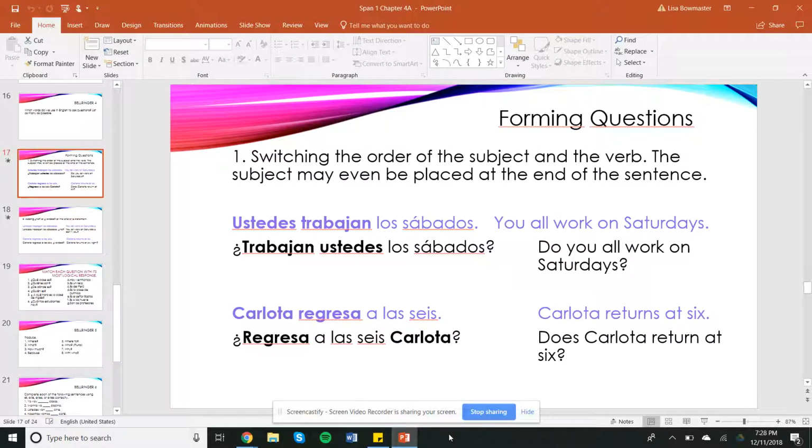Hola, we're talking about forming questions today. Feel free to take notes. In fact, you should take notes over this, and if you need to pause to write down the examples, you can do that as well.